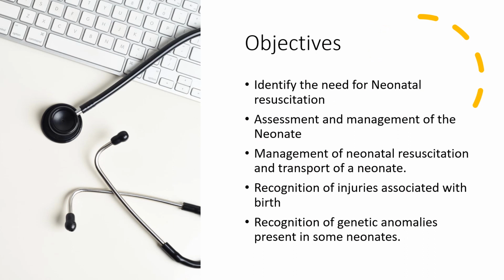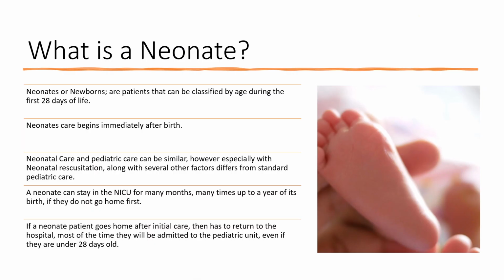Overall objectives are going to identify the need for neonatal resuscitation, assessment management of the neonate, management of neonatal resuscitation, the transport of a neonate, recognition of injuries associated with birth, and recognition of genetic anomalies present in some neonates. And that's really going to be our third area that we'll look at, some of the different congenital areas that some of these neonates will have. There are some different abnormalities. Some of them are known prior to birth, some are not. We're going to take a look at a decent amount of them and what we can do with them. It's kind of sparse through the second and third part of this PowerPoint.